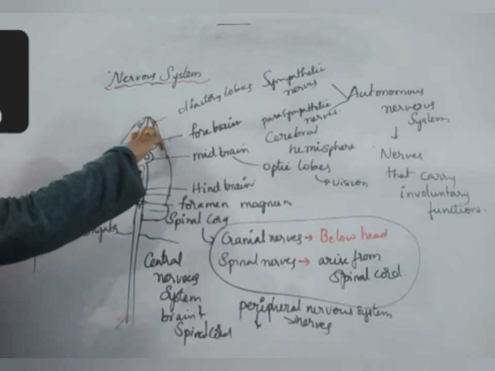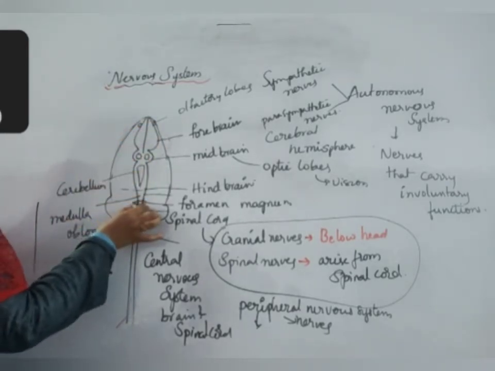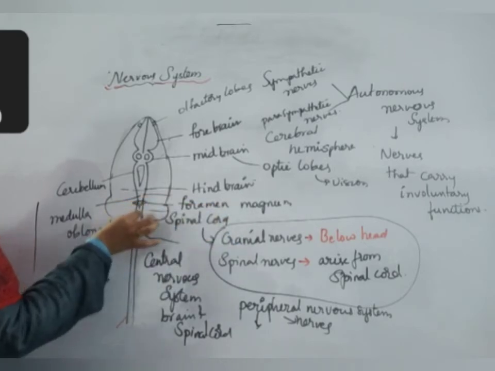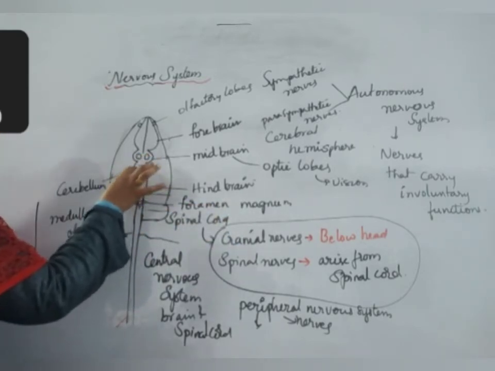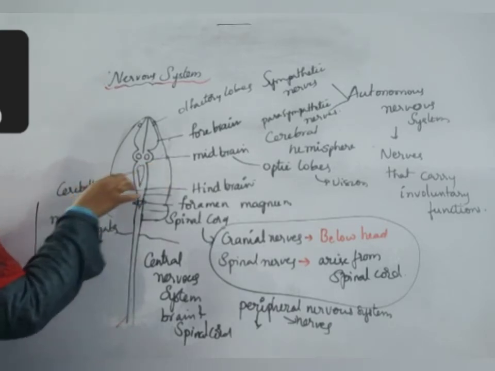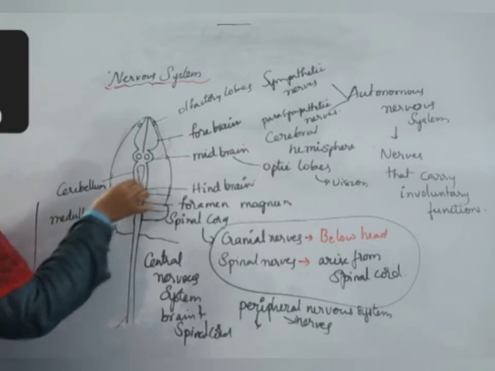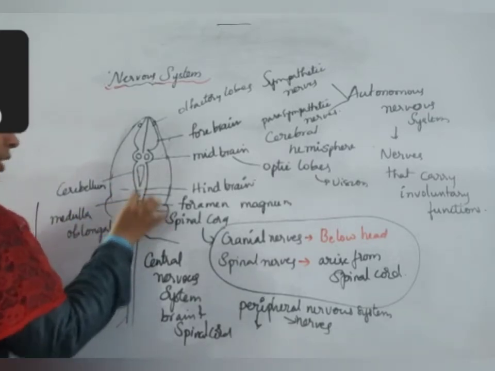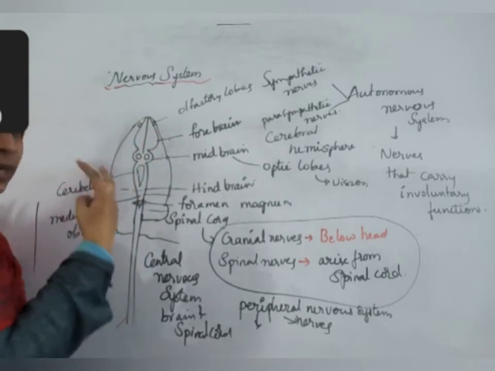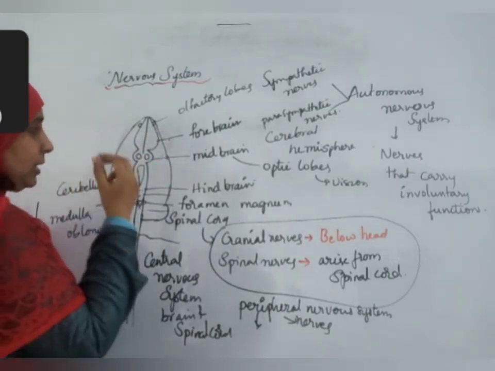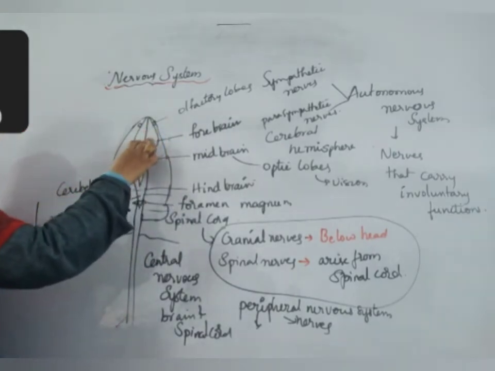So the brain of frog is divided into three parts: forebrain, midbrain, hindbrain. After that there is foramen magnum, one hole. After that the spinal cord will start. Hindbrain is divided into one region called cerebellum, which helps in body balance, and a second region called medulla oblongata, which acts as a stem between spinal cord and cerebellum. Midbrain has optic lobes that help in our vision, how we see. And forebrain controls almost all the actions of the body.